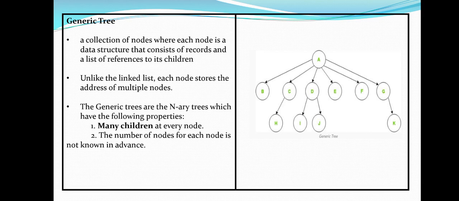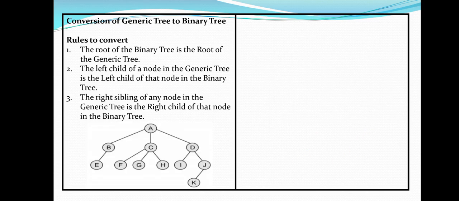Now we have to see the rules of conversion of generic tree to binary tree. The first one is the root of the binary tree is the root of the generic tree. So in the conversion, both have the same root. The second rule: the left child of a node in the generic tree is the left child of that node in the binary tree.